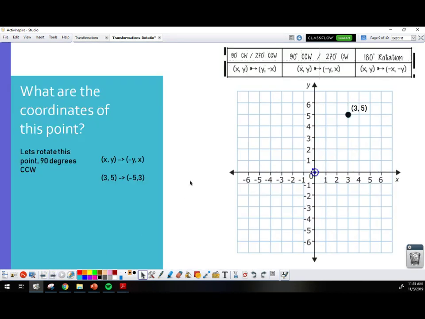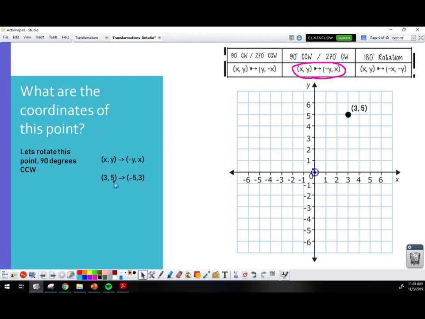So for example, now we're going to put this to the test. It says, what are the coordinates of this point? Well, the original coordinates are 3, 5. And we're going to rotate this point 90 degrees counterclockwise. So that means we are going to be using this rule up here: x, y becomes opposite y, x.